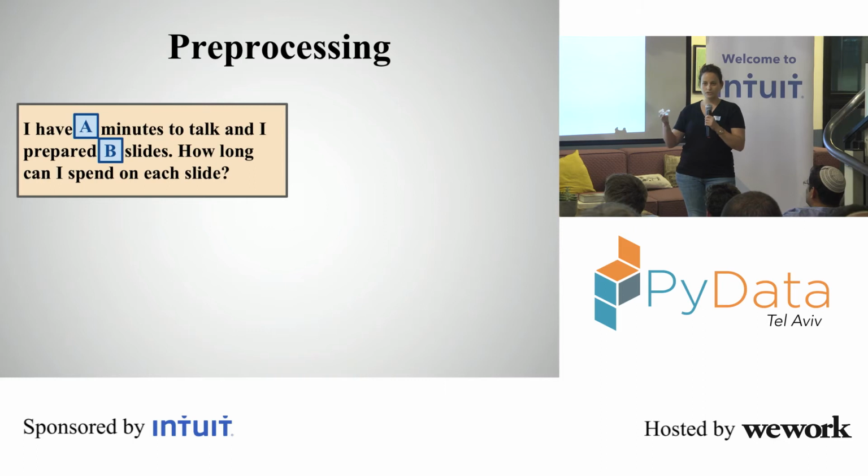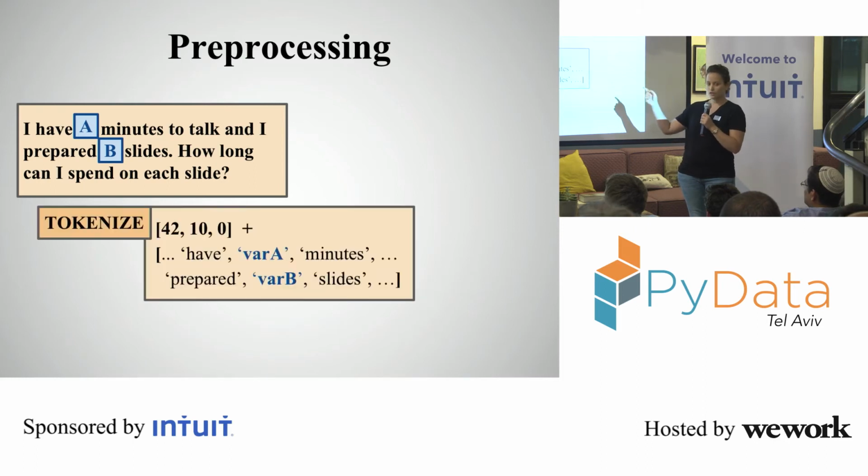So let's see how I do that in two steps. The first step is the tokenization step, which basically means that I take the question, I separate it into its word parts, take away punctuation and stuff, and as I mentioned, every time I see a number in the question, I put it aside for later use, and I exchange it with a token of a variable.